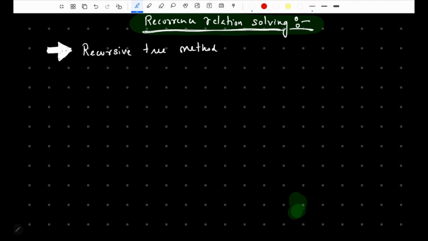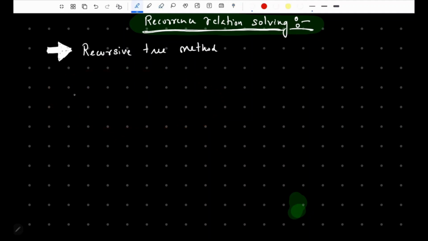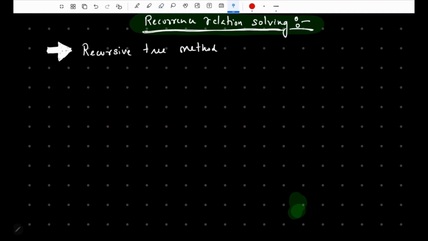As we have discussed in the previous video, when should we go for the substitution method and when should we go for the recursive tree method? We go for the substitution method when we have only one recursive term in our recurrence relation. Here you can see we have only one recursive term, so we will solve this using the substitution method. But in the case of the Fibonacci series, T of n minus 1 plus T of n minus 2, we have two recursive terms. In this case, we should go for the recursive tree method. This is the basic intuition for when to use each. So let's see what the recursive tree method is.